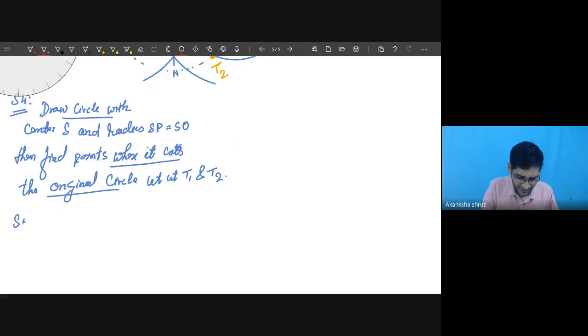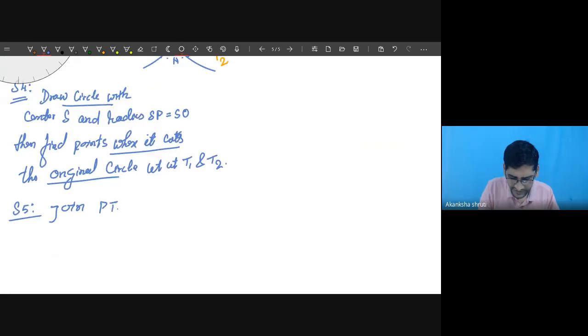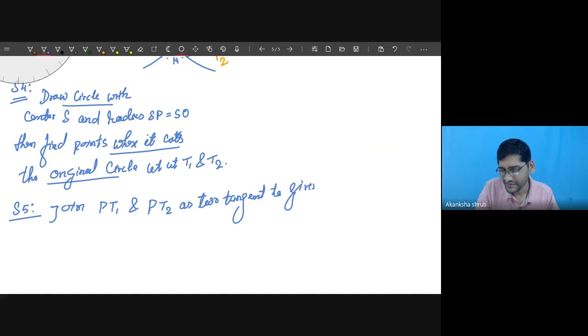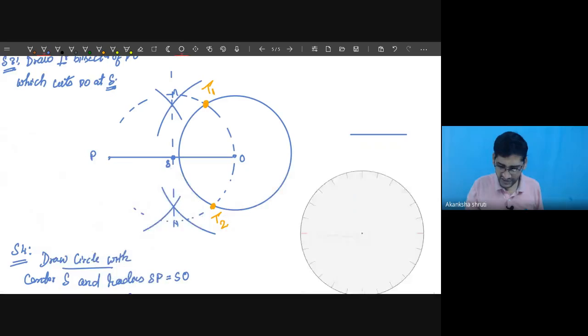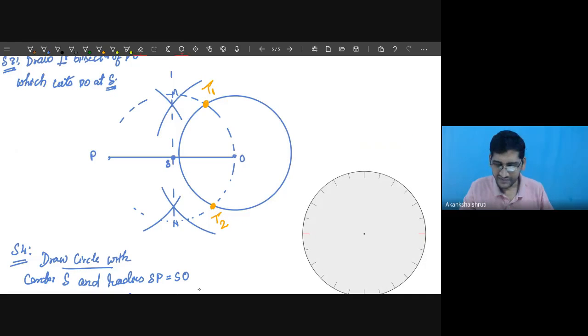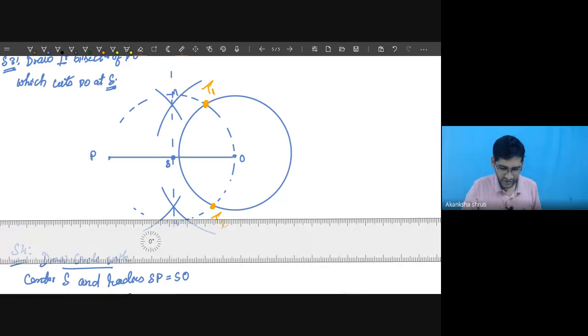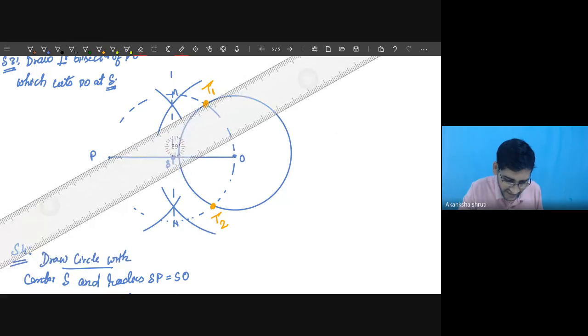Okay, students. Then step number 5, join our point P to T1 and P to T2 as 2 tangents to the given circle. So this way we have determined the tangent points where it is touching our circle. So join it by using a ruler. You can see that it will exactly touch and go out. It will not intersect the circle. Okay, now the single point. Are we getting it? So these are the steps you need to do.